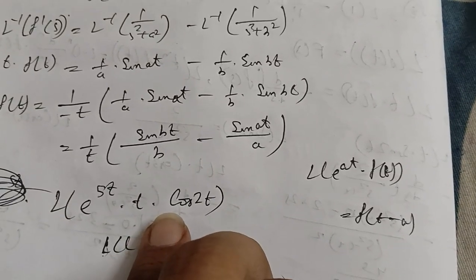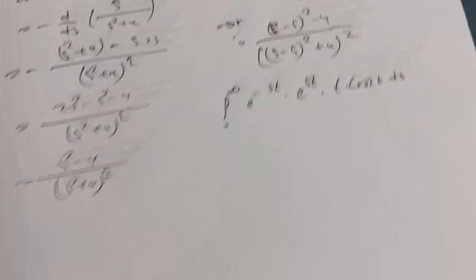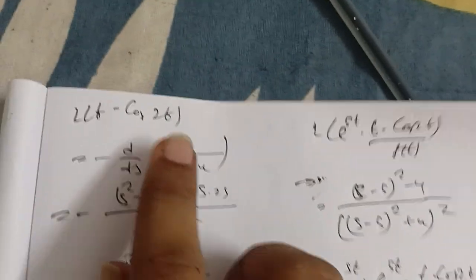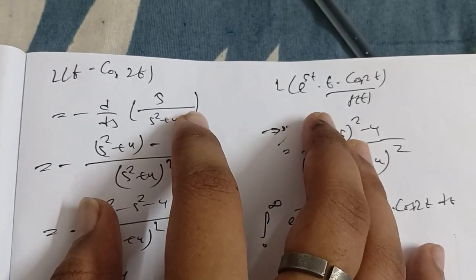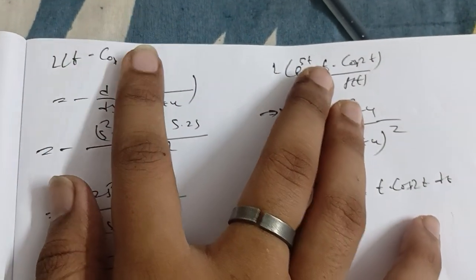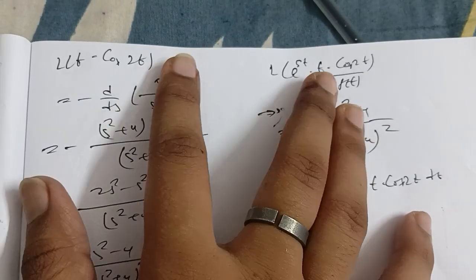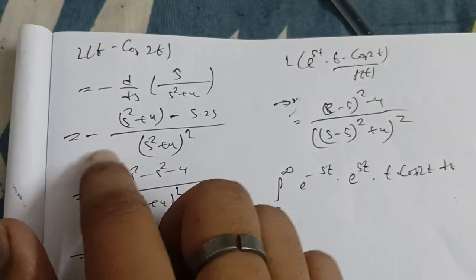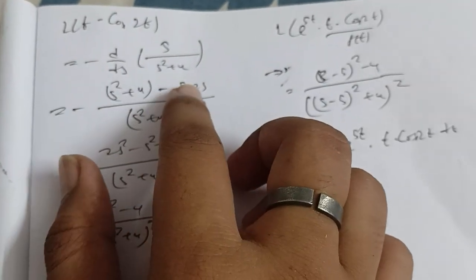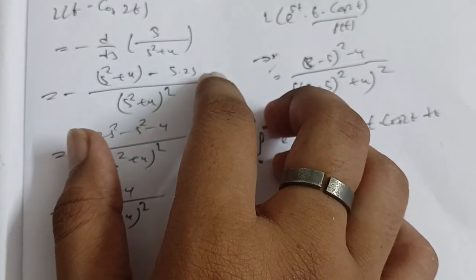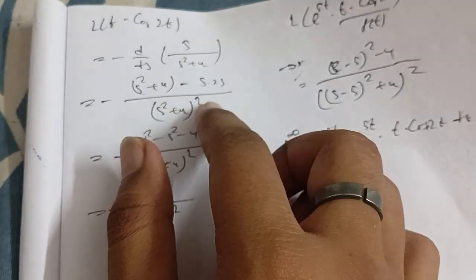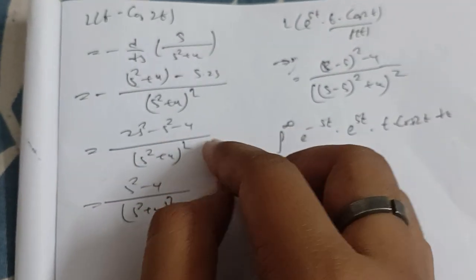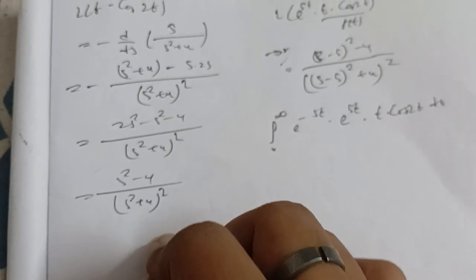For Laplace of t cos 2t, we know Laplace of t f(t) is equal to minus d by ds of F(s), where F(s) is Laplace of f(t), Laplace of cos 2t. Laplace of cos 2t is s by s square plus 4. It is minus of ((s square plus 4) into 1 minus s dot 2s). Where did 2s come from? Differentiation of s square plus 4. Now multiplying the minus inside, 2s square minus s square minus 4, it's (s square minus 4) by (s square plus 4) whole square.